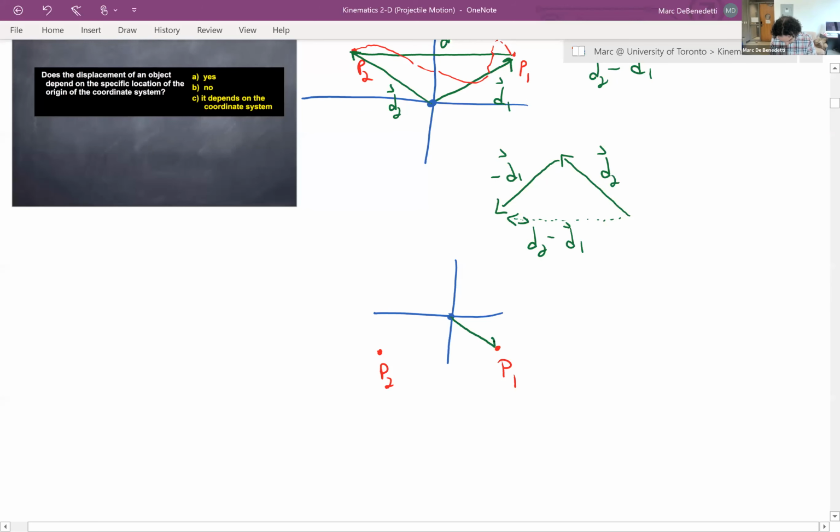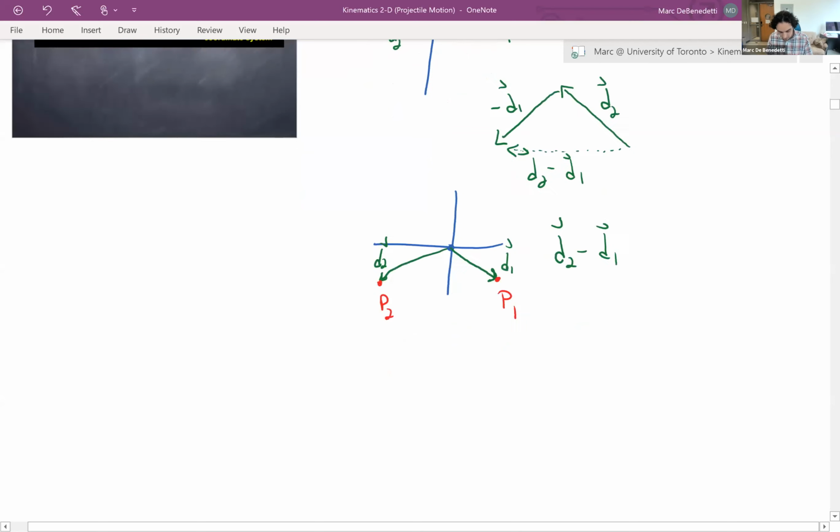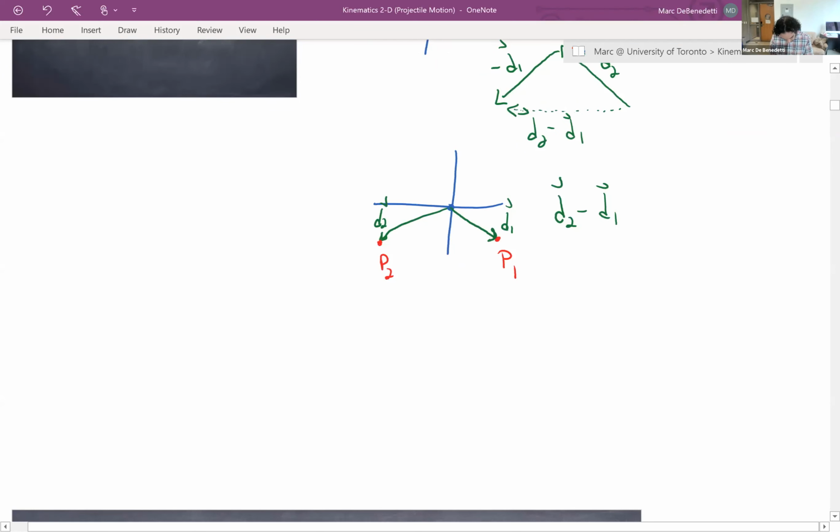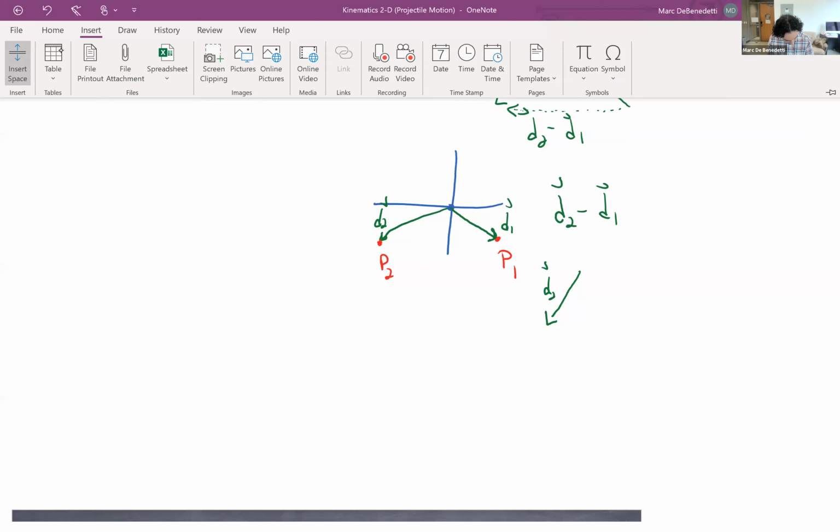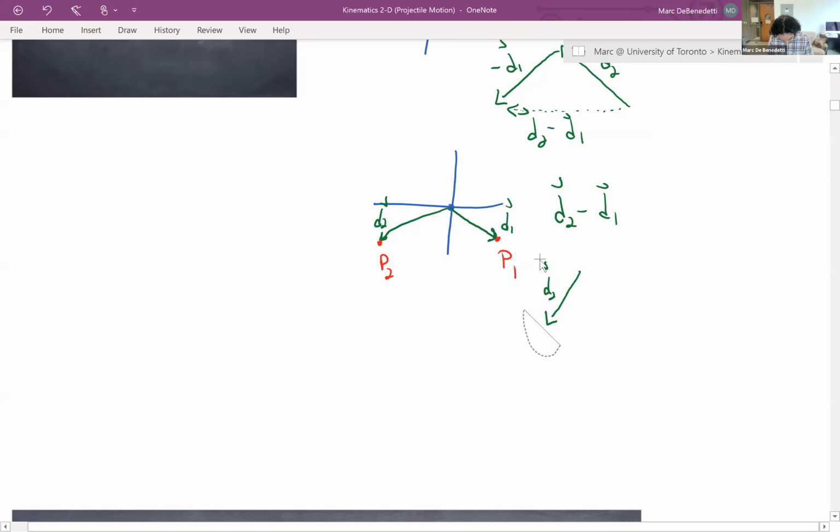We're going to have displacement 1 over here. We're going to have displacement 2 over here. And if we want to know the net displacement, we say d2 minus d1. So if I had to draw my vector diagram for this one, it would be d2. And we add that to negative, oh, I think I need to move this. I think I drew it a little bit too close. Let's move it over here.